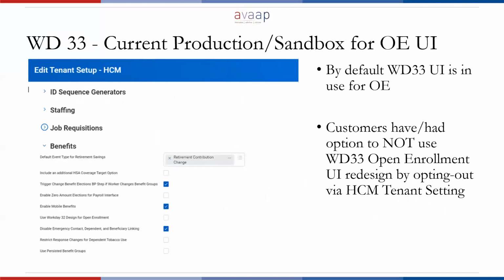Currently, the new UI is available in production in Sandbox for Open Enrollment only. As I have mentioned, this was made available as part of the Workday 33 release last year. Workday delivered this functionality in preparation of providing a more consistent experience between mobile applications and browsers. This enhancement allows employees and retirees to complete open enrollment, make changes, and review enrollment more efficiently using Workday on any device. By default, the new UI is active unless customers opt out in HCM tenant settings under benefits. So here is where you can see that particular checkbox.